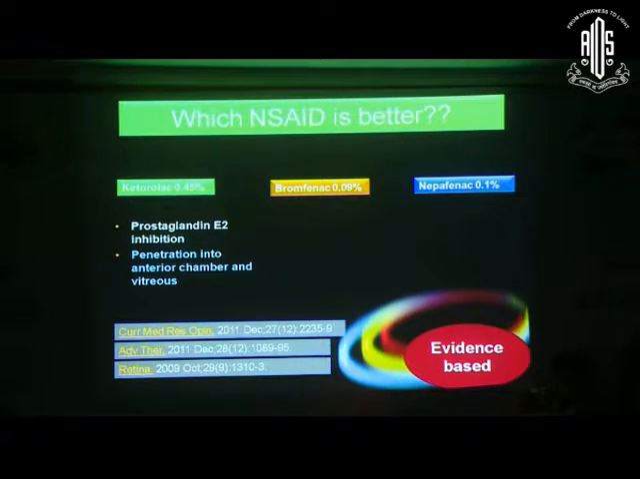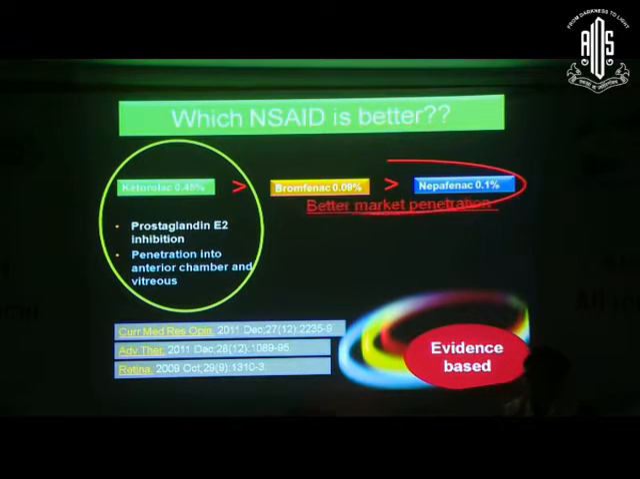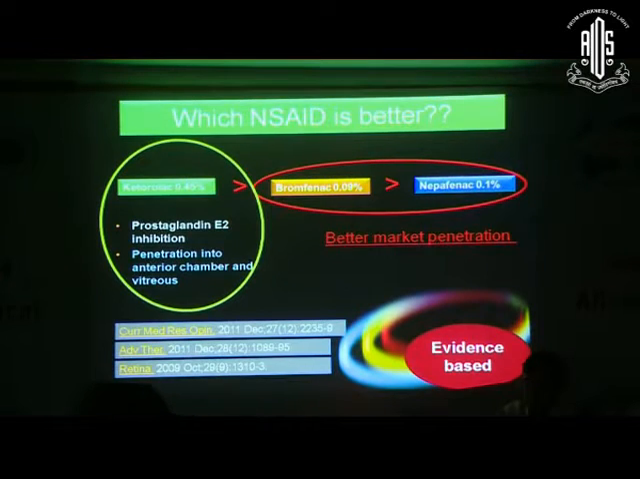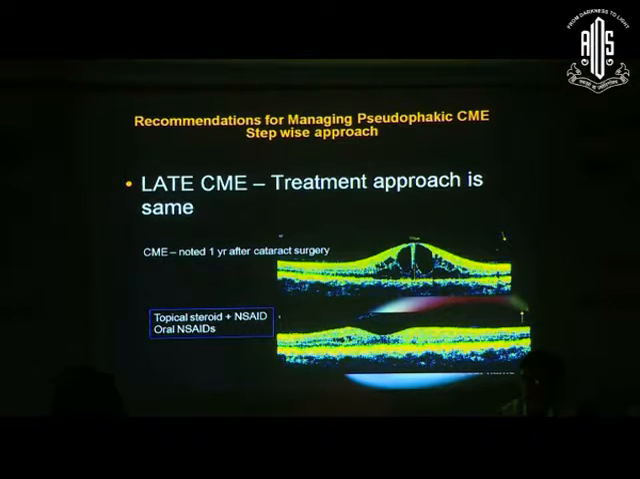Which of these NSAIDs is better? If you go by the evidence, ketorolac has got better penetration into the anterior chamber and the vitreous and better inhibition of PGE2. However, both these drugs have got good market penetration. As far as anti-VEGF is concerned, there is no robust data to support its use. It should be reserved only for eyes which are unresponsive to conventional treatment. Sometimes you can have this kind of presentation. This patient presented with CME 1 year after the cataract surgery. However, the treatment protocol would remain the same.